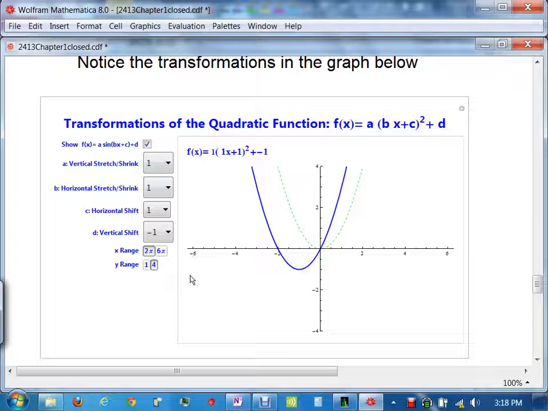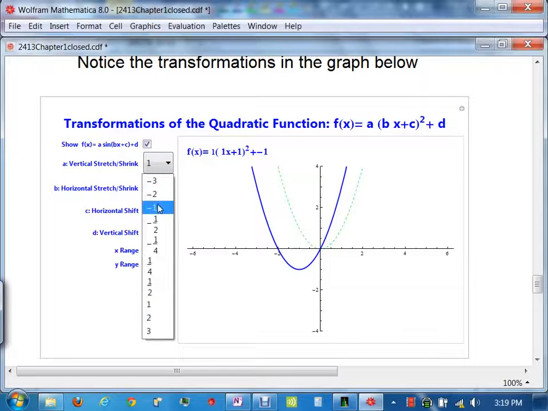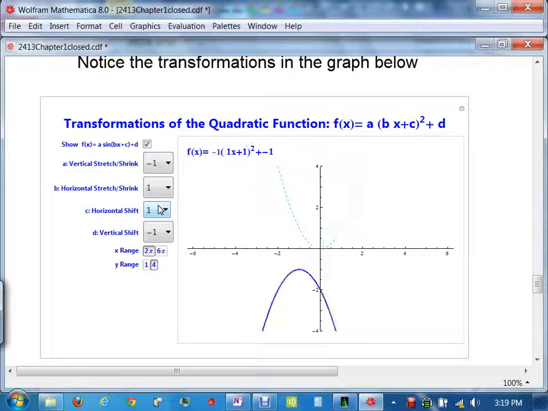What if I wanted to flip it over? Right here in the front, flip it over the x-axis, change it to a what? -1? Let's see. I may not have -1 there. Yep, there we go, -1. See, it's a -1 there.